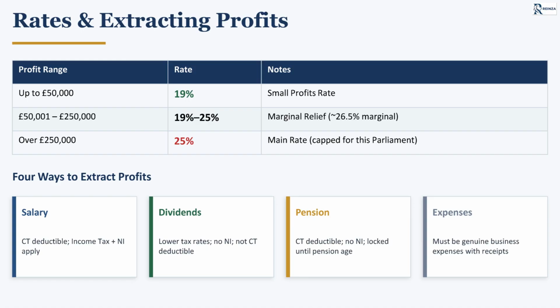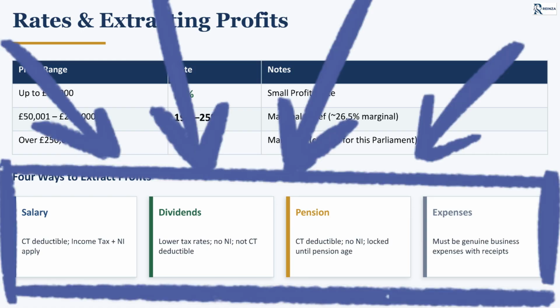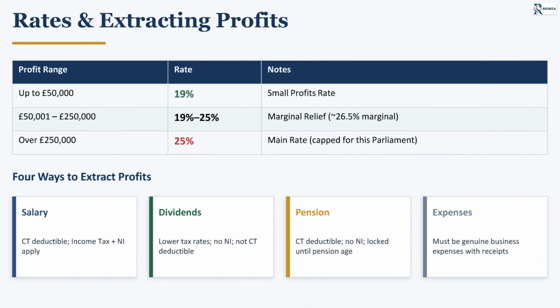Now, how do you get money out of your company? There are 4 main methods. First, salary. This is deductible for corporation tax, meaning it reduces your company's taxable profit. However, you will pay income tax and national insurance on the salary. Second, dividends. These are paid from after-tax profits.